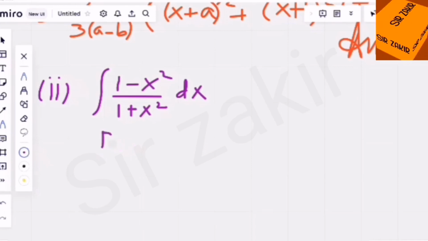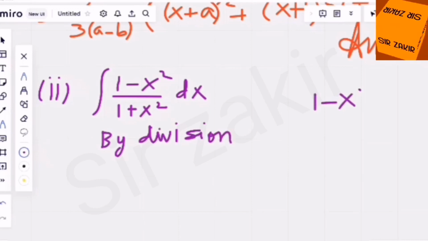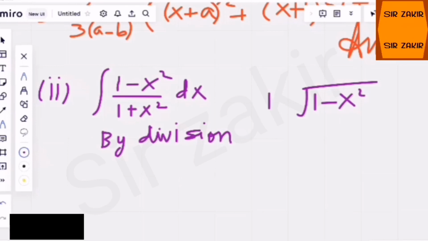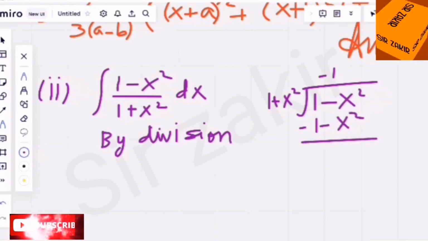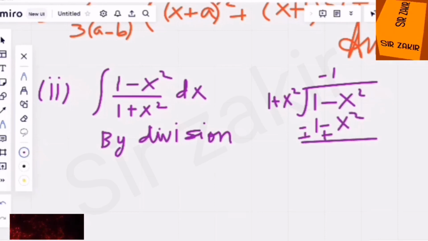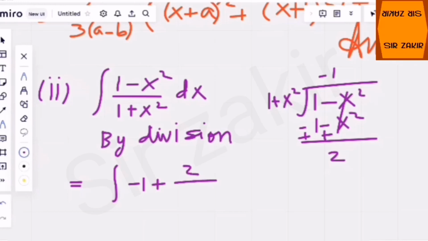So by division, what will we have? If we divide 1 minus x square by 1 plus x square, we will have to multiply by minus 1. So it is minus 1 minus x square. If we write a plus sign here, and x square cancels, this becomes 2. So by division this is equal to the answer first plus remainder by divisor.